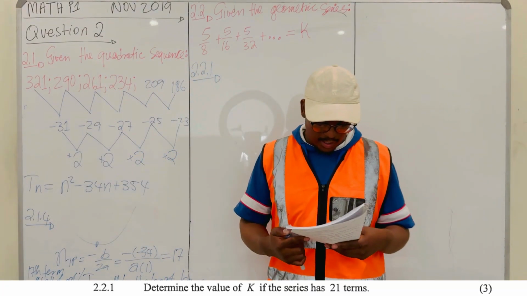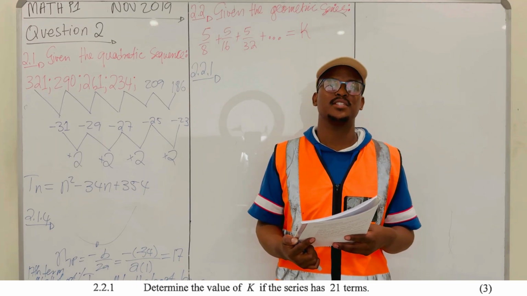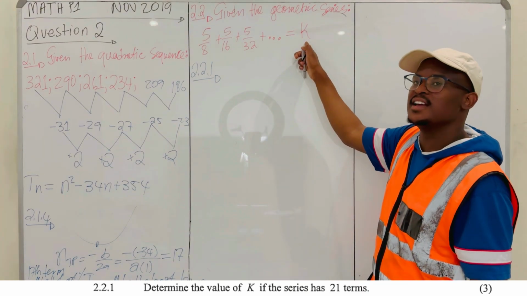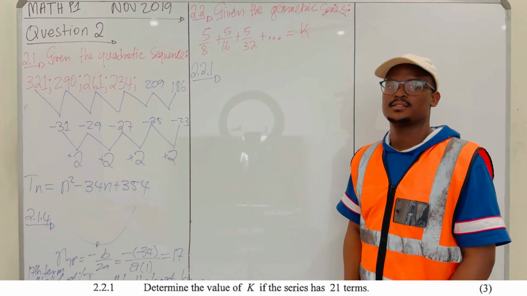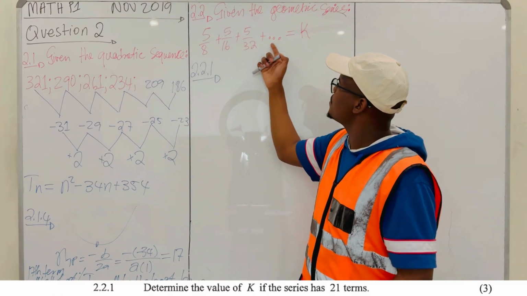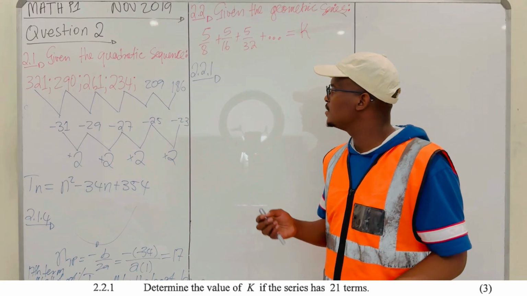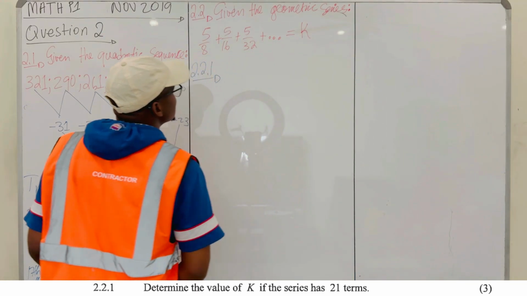At 2.2.1, they are saying determine the value of k if the series has 21 terms. So they want us to find the value of k if the series has 21 terms, which means the sum of 21 terms of this series is k. So we must go and find that.